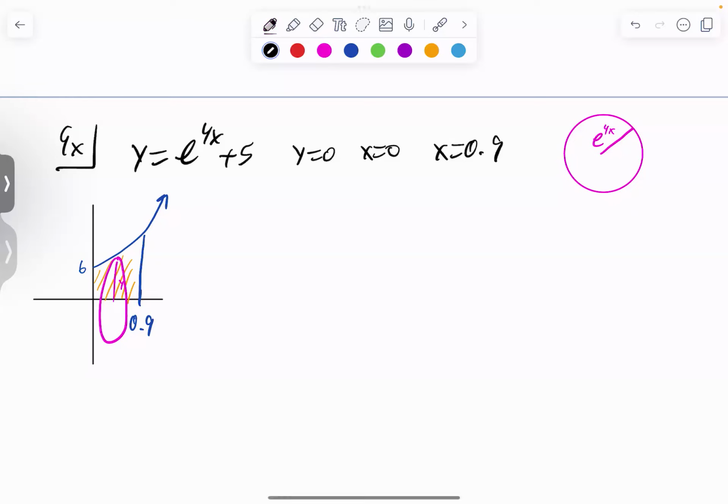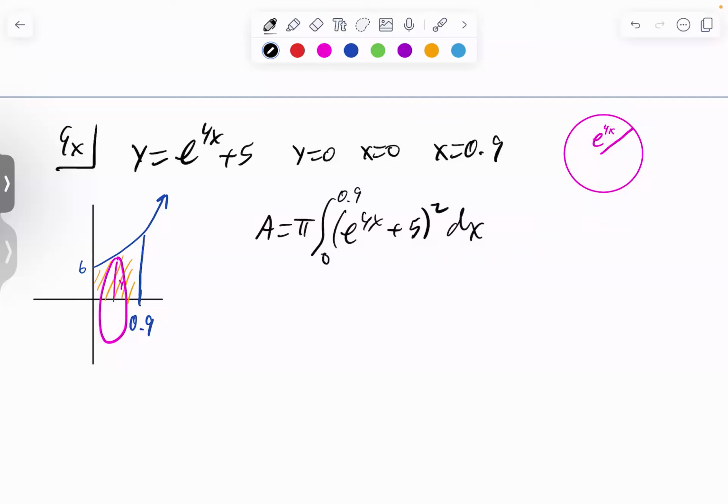So our area is going to be pi, the integral from 0 to 0.9 of e to the 4x squared. Oh, I forgot the 5. Hang on. Plus 5 squared dx. Shoot, I forgot that plus 5. That's going to make it a lot more complicated.